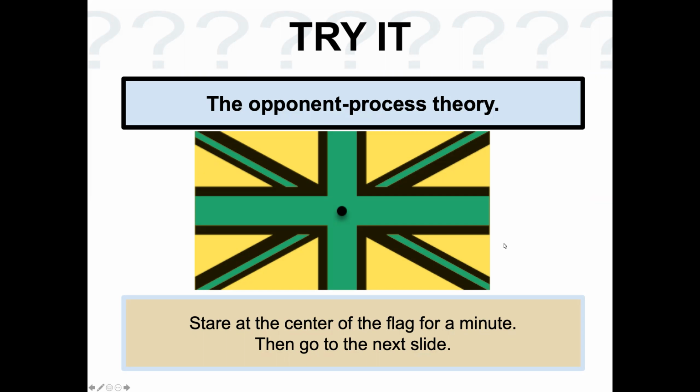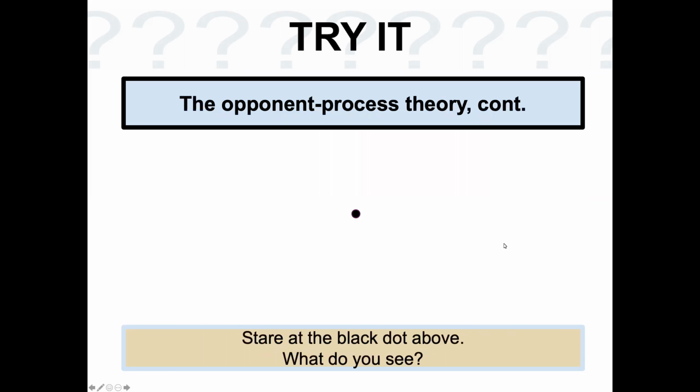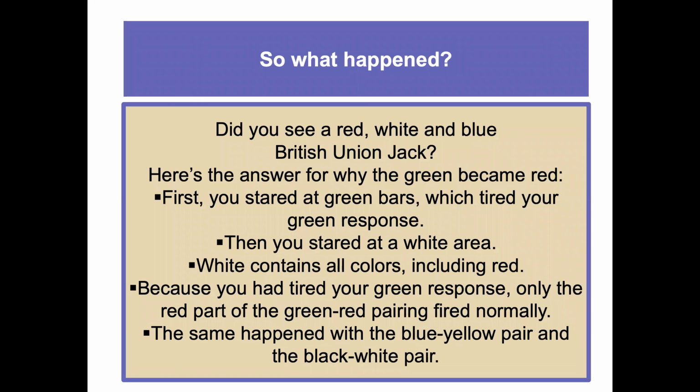Okay, we're going to move on. Now, what do you see? Yeah, that's crazy, isn't it? So that's some evidence for the opponent process theory. Did you see a red, white, and blue British Union Jack?